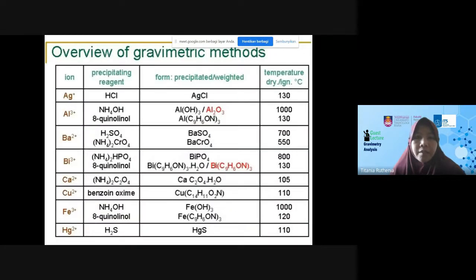This is the graph of the ion and precipitating reagent. This is the precipitate that we get and weigh, and this is the temperature of drying or ignition.